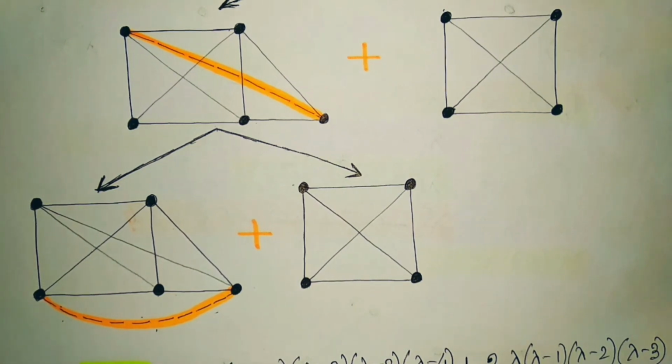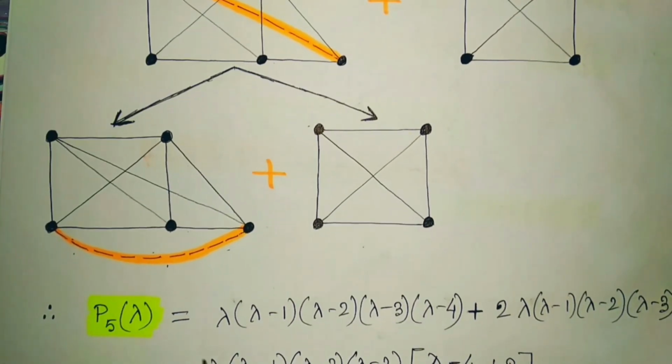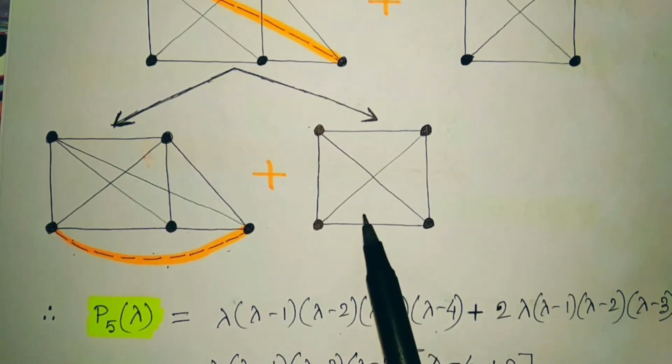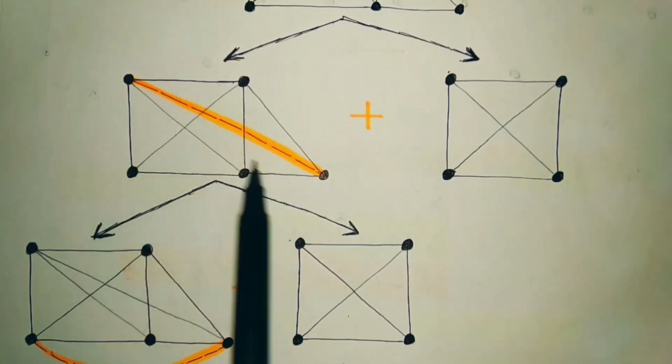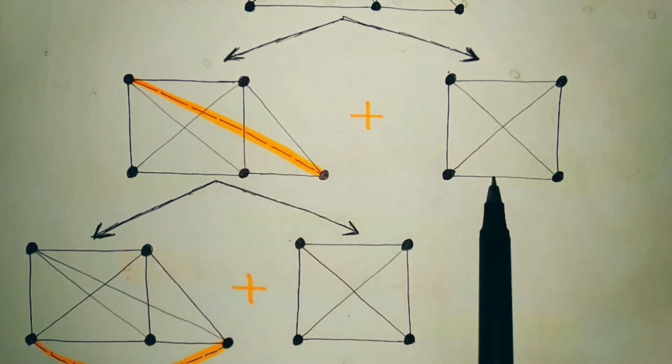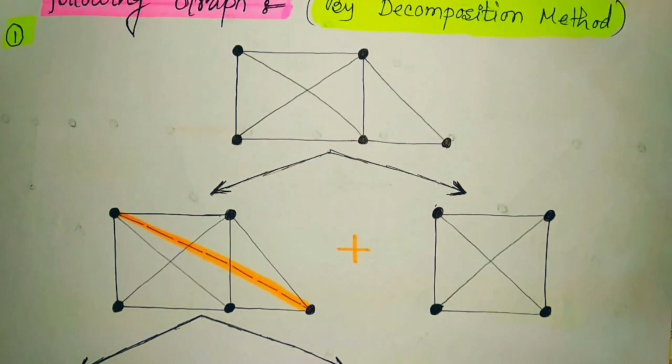For the complete graph, we know its chromatic polynomial is lambda into lambda minus 1 into lambda minus 2 into lambda minus 3 into lambda minus 4. That we know. So this one we should add, and not only that, this one plus this one gives the chromatic polynomial for this graph. And with that, if we add this one, then we will find the chromatic polynomial for this graph.